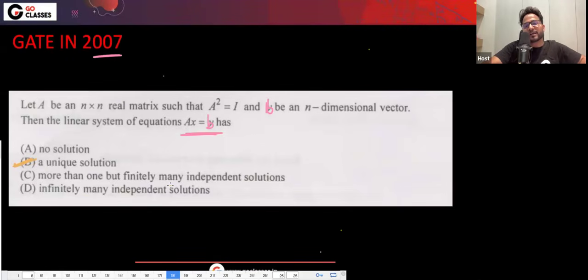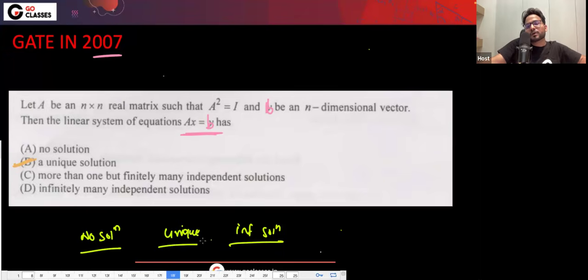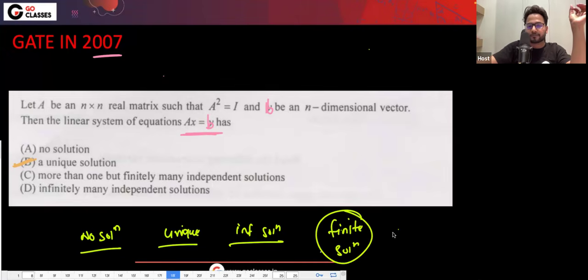More than one, but finitely many? It is never possible to have finitely many. Either there is no solution, or there is a unique solution, or there are infinitely many solutions. There cannot be finite solutions, just like five solutions. It can never happen, because if there are even two solutions, then the linear combination of those two will also be a solution, and then there will be many solutions. So finite solutions is never a possibility.